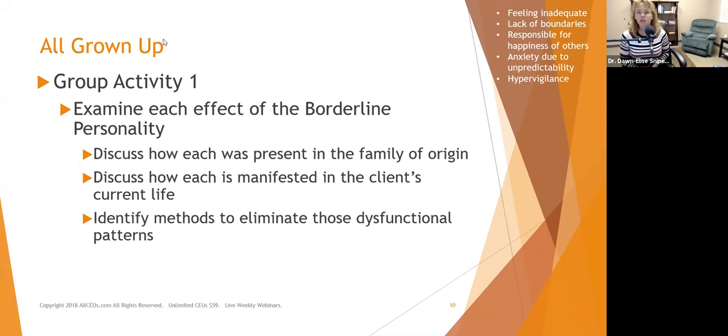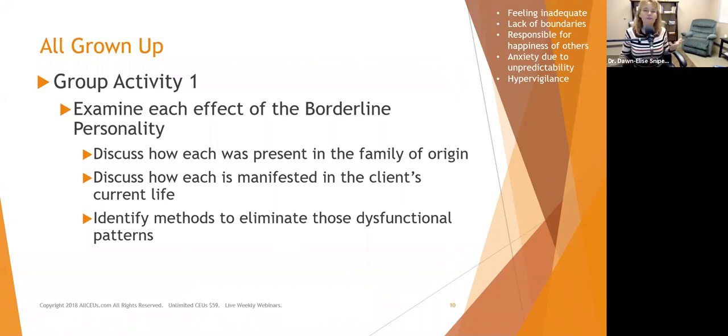Examining the effects of the borderline personality, discussing how each was present in the family of origin, how each is manifested in the client's current life, because we generally recreate our family of origin, like it or not, and identifying methods to eliminate dysfunctional patterns. So some things that we're going to talk about: the effects: feeling inadequate, lack of boundaries, feeling responsible for the happiness of others, anxiety due to other people's perceived unpredictability, and hypervigilance.